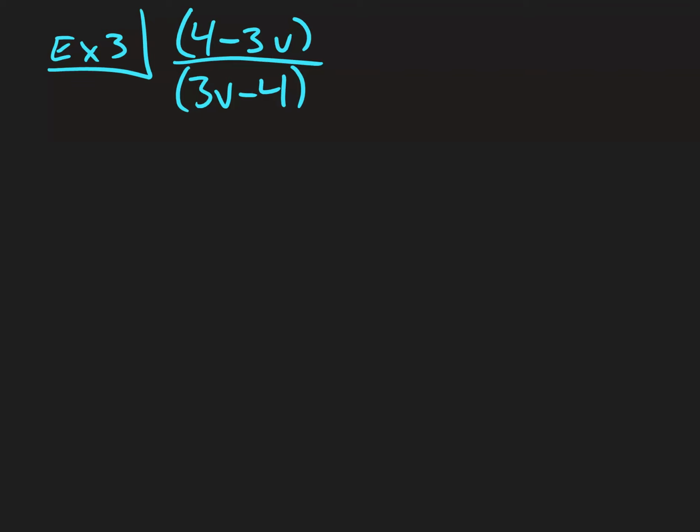In our numerator, I have a positive 4 and a negative 3v. In my denominator, though, I have a positive 3v and a negative 4. They're almost exactly the same factor, except they seem to be switched not only in order but also in sign. This should be a really clear sign that what we need to do is factor out a negative.